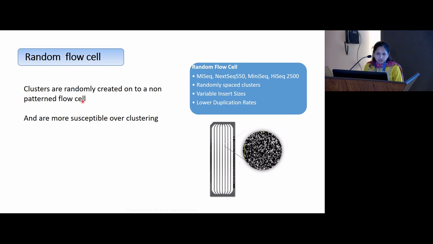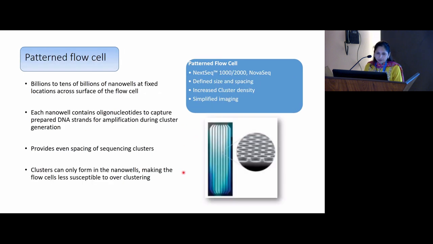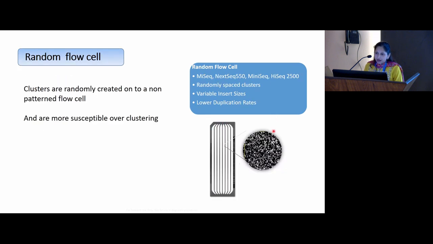In random flow cell, the clusters are randomly created on the non-patterned flow cell, and these are more susceptible to over clustering. Patterned flow cell you can see in NextSeq 1000, 2000, NovaSeq, and random flow cell you can find in MiSeq, NextSeq 550, MiniSeq, HiSeq.